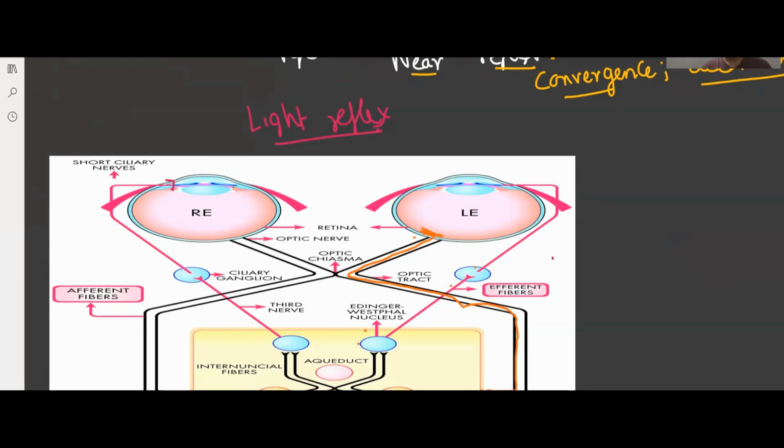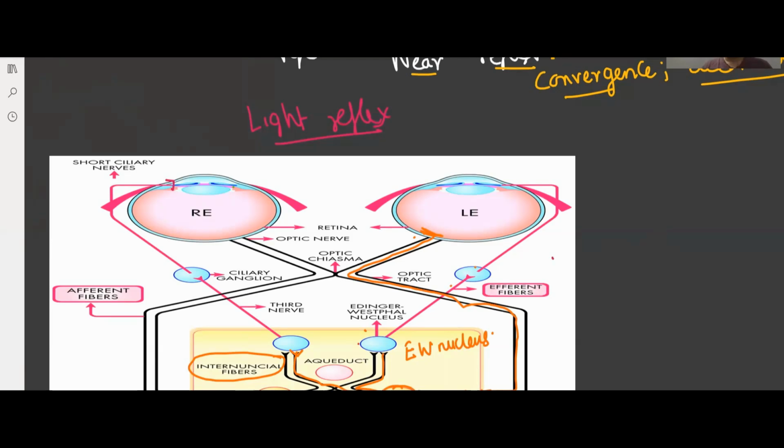In the midbrain they go to a nucleus known as the pretectal nucleus. This is the light reflex nucleus, or pupillary constrictor nucleus. From the pretectal nucleus, the fibers go to the Edinger-Westphal nucleus, which is a parasympathetic nucleus. They go to the Edinger-Westphal nucleus of the same side as well as that of the opposite side. These fibers from the pretectal nucleus to the Edinger-Westphal nucleus are known as internuncial fibers.